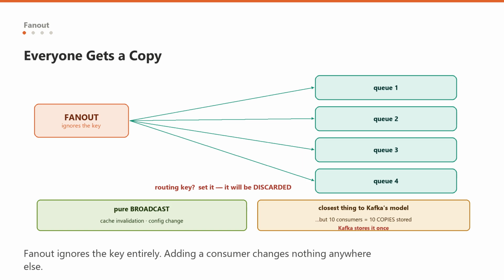It is also, being blunt, the closest RabbitMQ comes to Kafka's model. Everyone gets everything, and each consumer has its own queue. The difference is that each Fanout queue is a real queue with real copies of the messages, so 10 consumers means 10 copies stored in the broker, whereas Kafka would store the record once and let 10 consumers read it. That is exactly the sort of comparison an interviewer likes to hear you make unprompted.